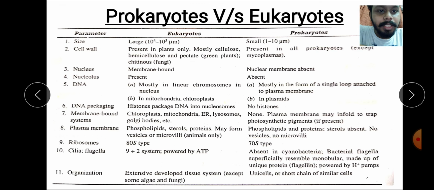And the last point is the organization. Extensively developed tissue systems are present in eukaryotes, except fungi and algae. But prokaryotes are unicellular or present in the form of short or branched chains. Okay, so these are all the differences between prokaryotes and eukaryotes. Thank you for watching this video.